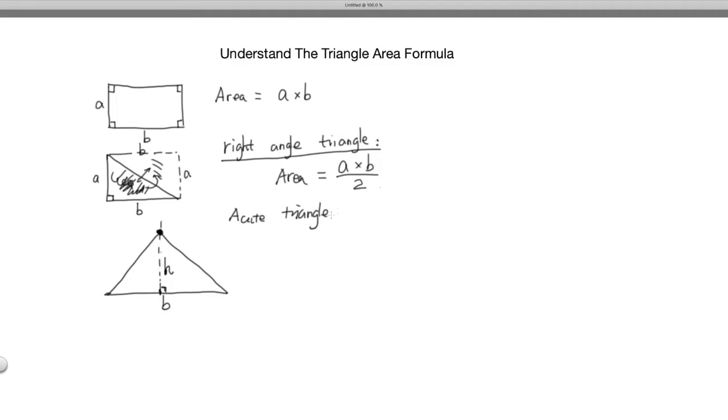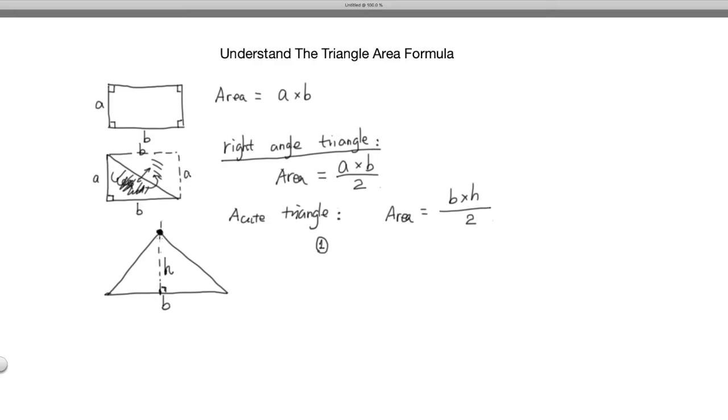And what's the formula for an acute triangle? The area is going to equal base times height divided by 2. Let's see how we derive that. To derive it, I'm going to show two ways. First, the first method is very intuitive and does not require any algebra.